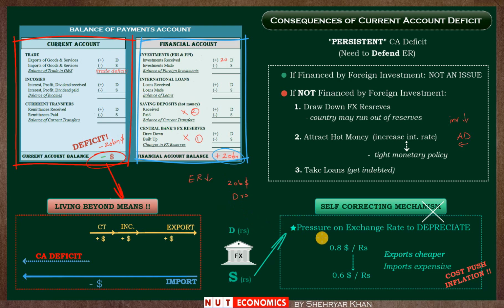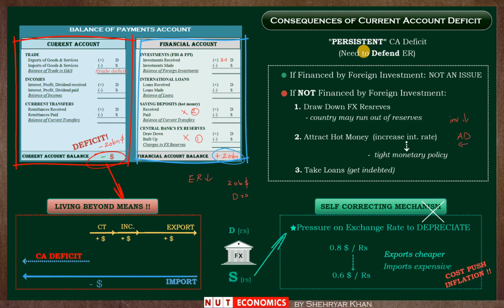So do remember that there is this self-correction, and therefore if it's a one-off current account deficit, not a huge issue. You just have to suffer from some imported inflation and that's it. You can let this self-correction take place if it's a one-off current account deficit. Whereas if it's a persistent current account deficit, then things are different.